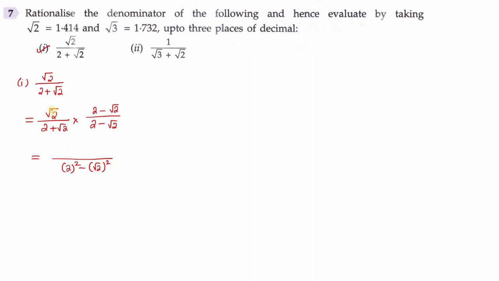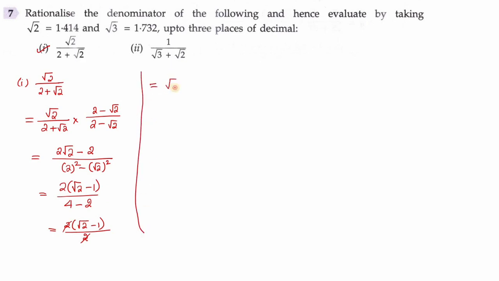Now we have root 2 into 2 is 2 root 2, minus root 2 into root 2 is 2. Now you can take 2 common from the numerator, you get 2 times (root 2 minus 1), divided by 2 square is 4 minus root 2 square is 2. So again we have 2 times (root 2 minus 1) divided by 4 minus 2, which is 2. You see 2 and 2 get cancelled. So what do you get here? You get root 2 minus 1.